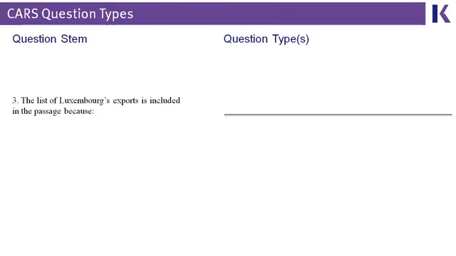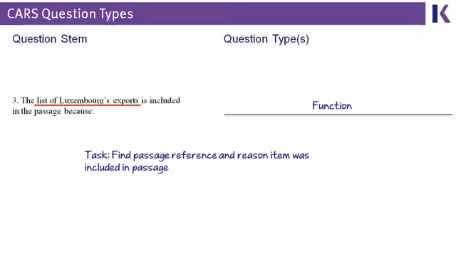Number 3 asks us why some list is in the passage. It's included in the passage because. Any question that asks you why something is in the passage is going to be a function question. Again, the strategy is you go find that detail in the passage, read the context around it, figure out why the author did include that particular idea, and then come back and find your answer.